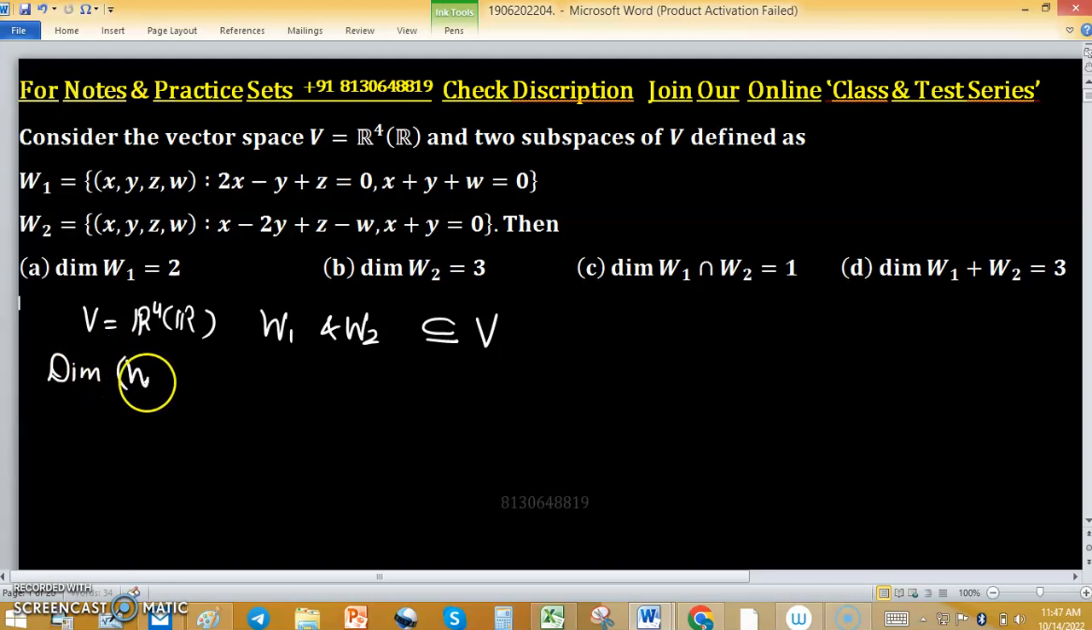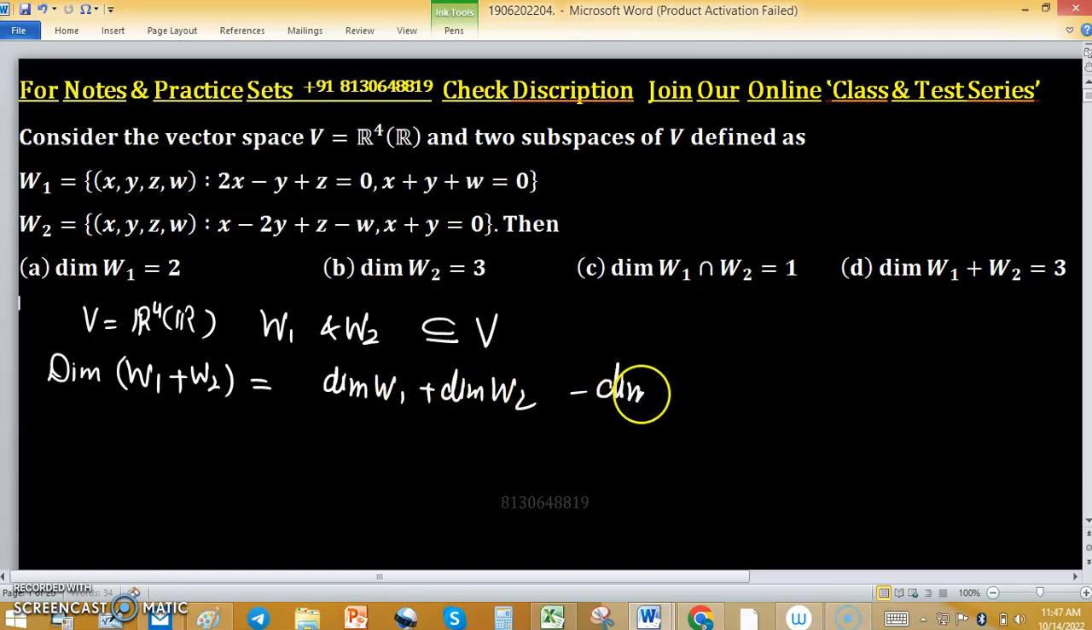The dimension of the sum of subspaces can be written as the dimension of W1 plus the dimension of W2 minus the dimension of the intersection of W1 and W2. This is the formula we will use to find the dimension of one of the subspaces if the others are given. As W1 is a null space, W2 is also a null space.